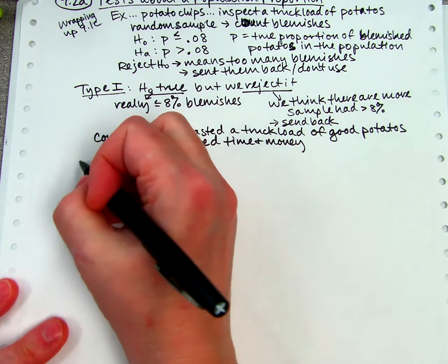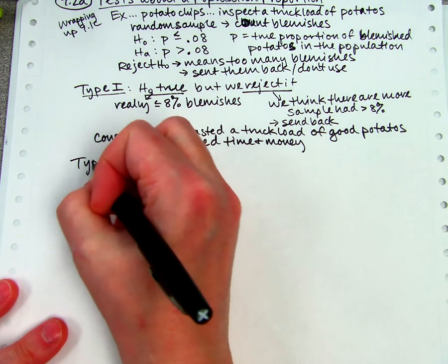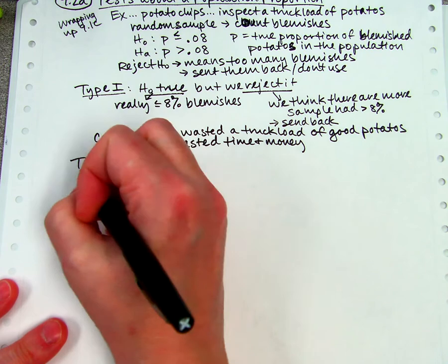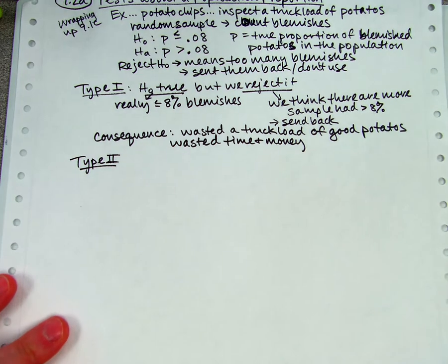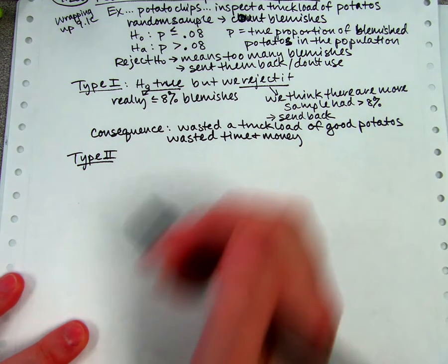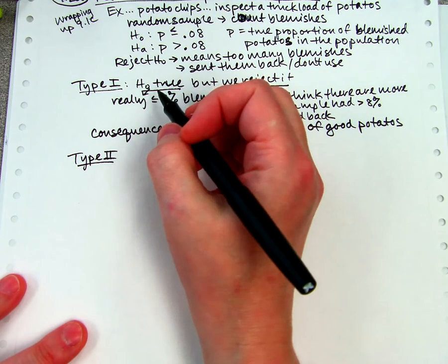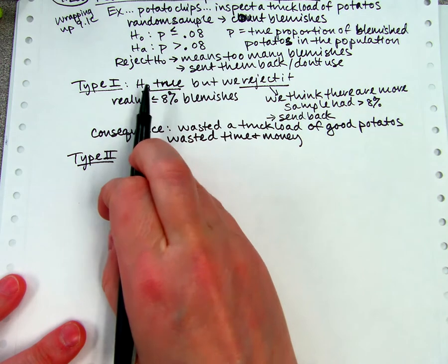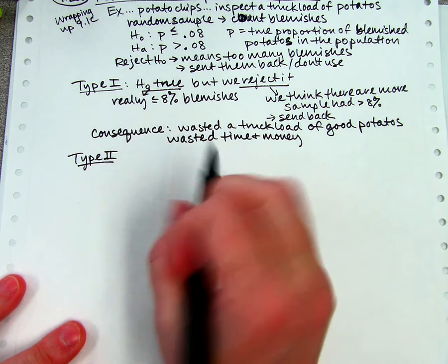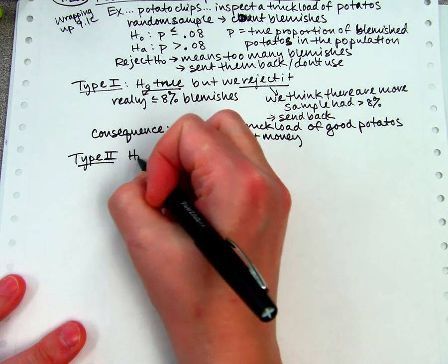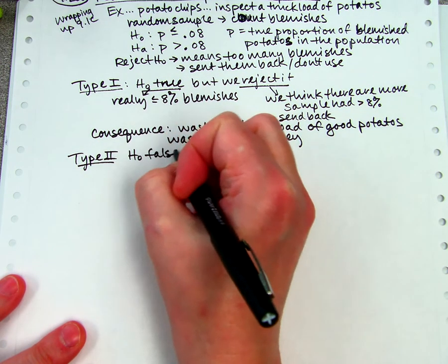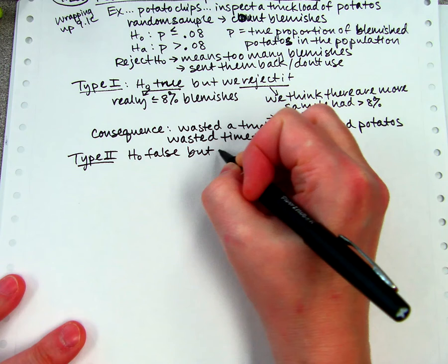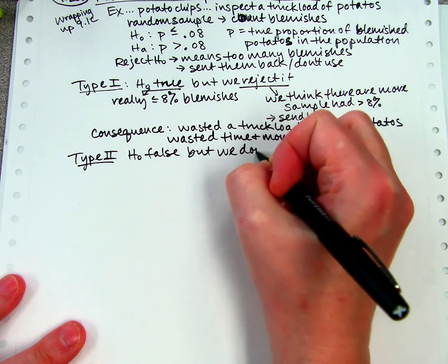All right, type 2. Let's do the same thing with type 2. So we're going to start with the definition, and then we're going to put it in context, and then we're going to think about the consequence. So, by the way, there is a question on the quiz like this, which is why I'm going over this one more time. So null is true would be type 1. Null is false would be type 2. But the error would be we don't reject it.